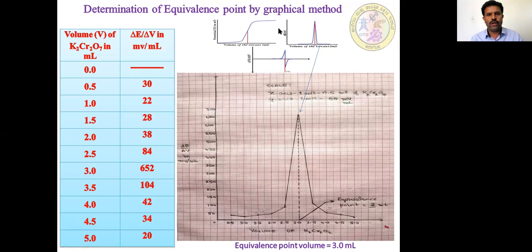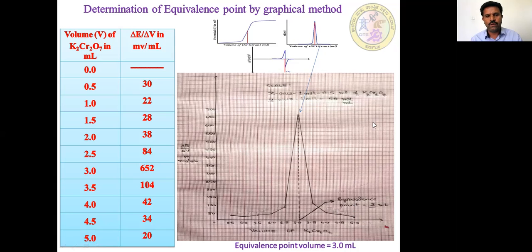So that's why we go for the first derivative here, delta E divided by delta V. Then we will get this type of curve. So very easily we can identify the accurate equivalence point here. If we plot this, you can see for 0.5 ml, the delta E divided by delta V value is 30. For 1 ml, it's 22. For 1.5, 28. For 2 ml, it's 38. And 2.5, it's 84. And suddenly it increases to 652. And then again 104, 42, 34, 20.